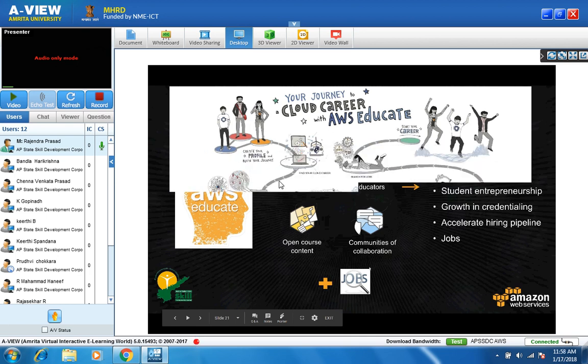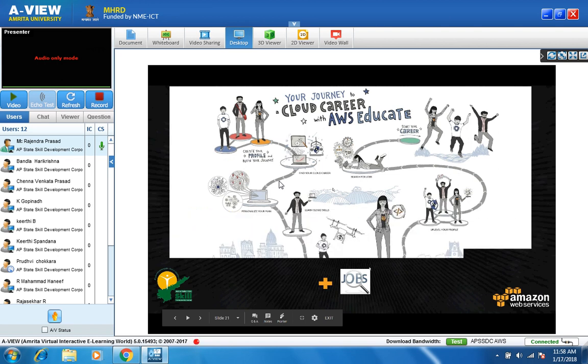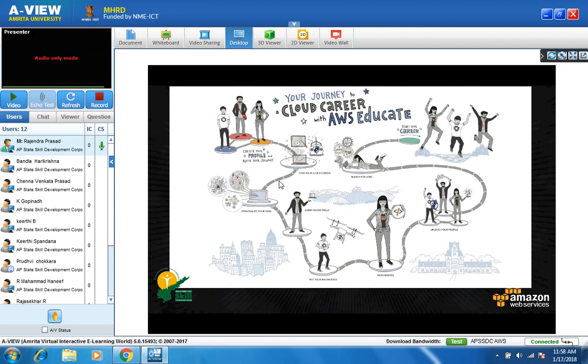So a very basic path that every student will follow on this AWS Educate platform. First one, I think all of you have already done: creating a profile. Then you will be choosing your career pathway. As I already told you, there are three different pathways. One is the solution architect pathway, one is a developer pathway, and the third one is an operations engineer pathway. Out of these three, based on which domain you select, your entire journey will depend.